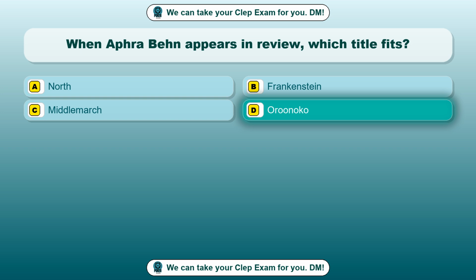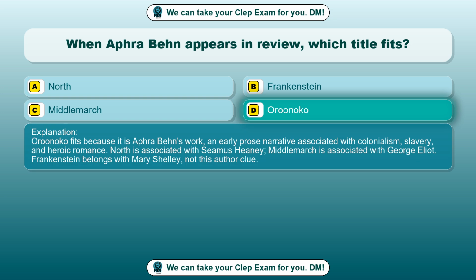Oroonoko. Oroonoko fits because it is Aphra Behn's work, an early prose narrative associated with colonialism, slavery and heroic romance. North is associated with Seamus Heaney. Middlemarch is associated with George Eliot. Frankenstein belongs with Mary Shelley, not this author clue.